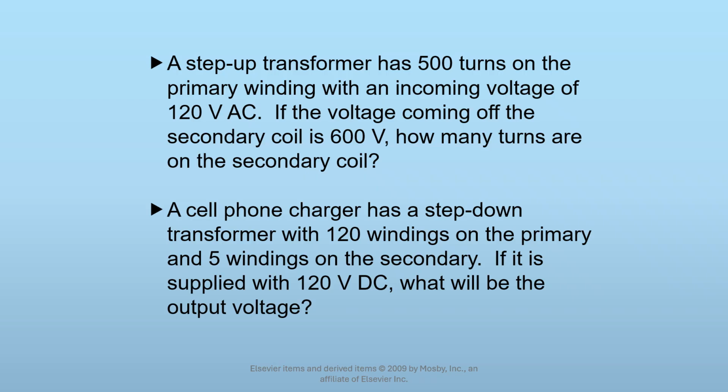Okay, but if it's got 120 primary and 120 volts AC, if I change DC to AC, well, then the output, 5 over 120 equals x over 120. Well, x has to be 5. So if that was 120 AC, then the right answer would be 5 volts. But I was trying to assess whether or not you remembered that transformers are only powered by AC.